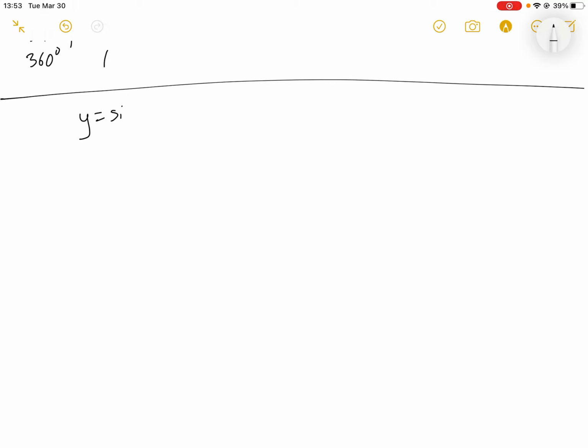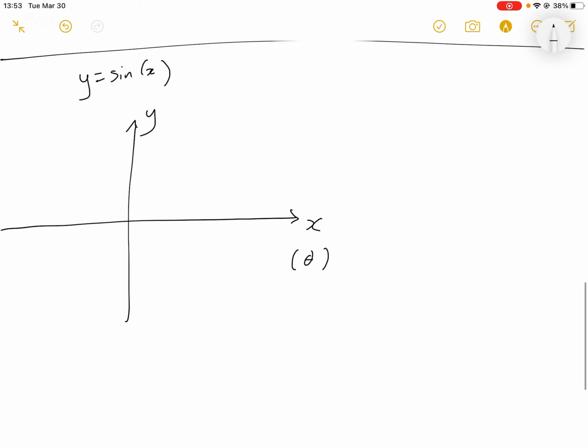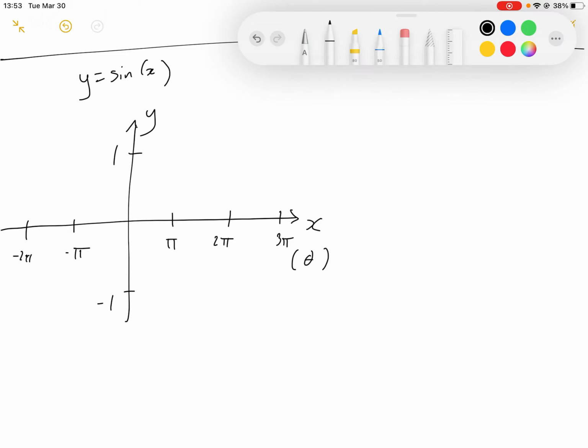So first I'm going to graph sine of x. We have x, we have y. I'm going to go from 1 to negative 1, and let's go out to, so 2 pi is 360, and I'll go actually a little bit further out. So we'll have 2 pi, we'll have pi. On the other side, I'll do negative 2 pi and negative pi, and then let's just go up to 3 pi as well. So rather than going up by 1, 2, 3, I'm going up by a pi.